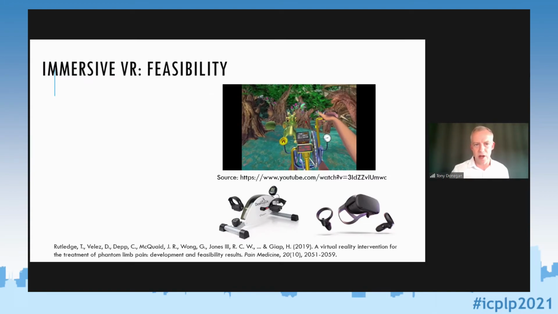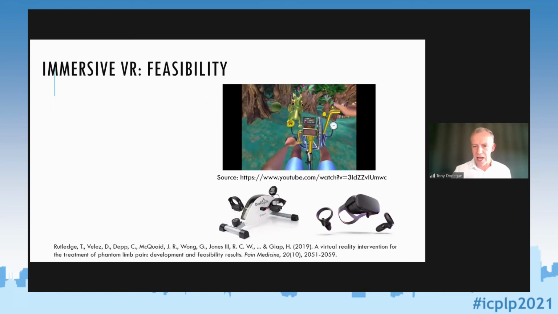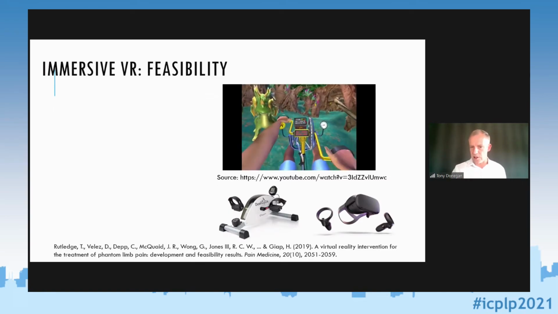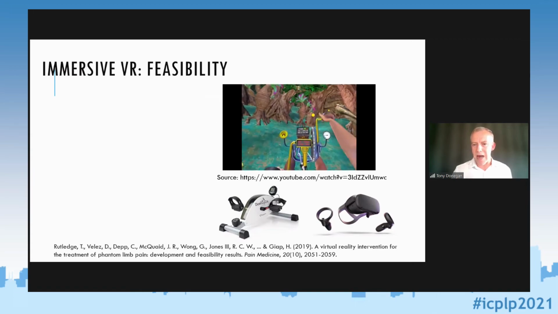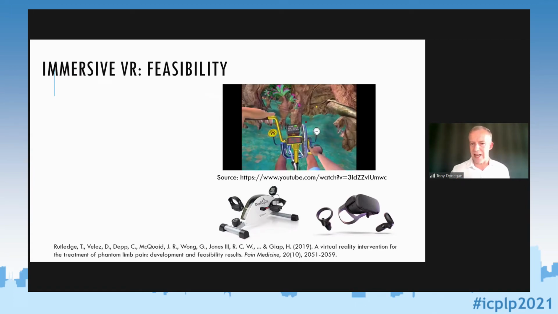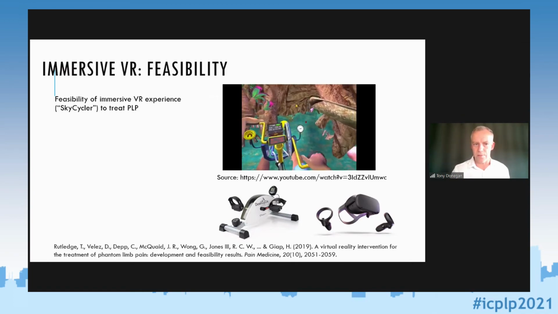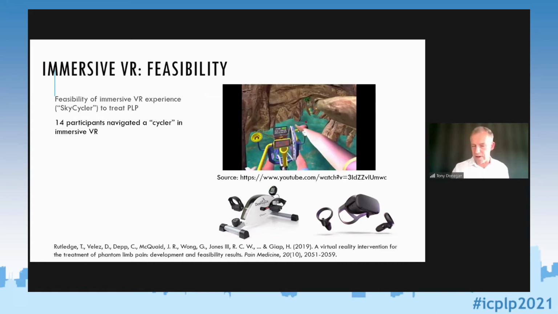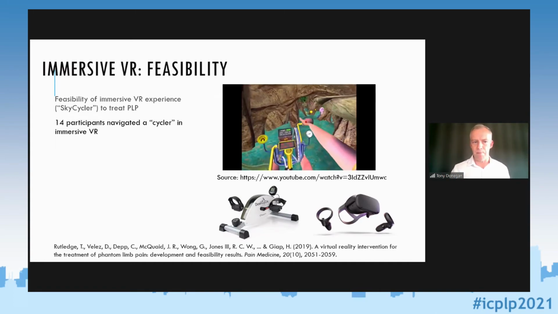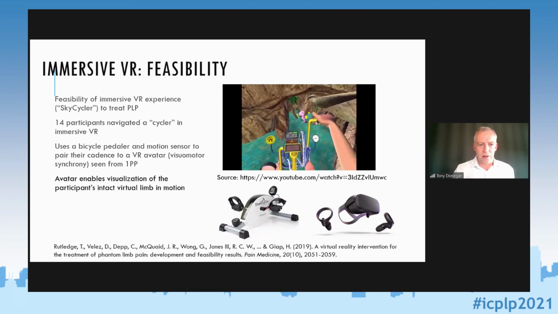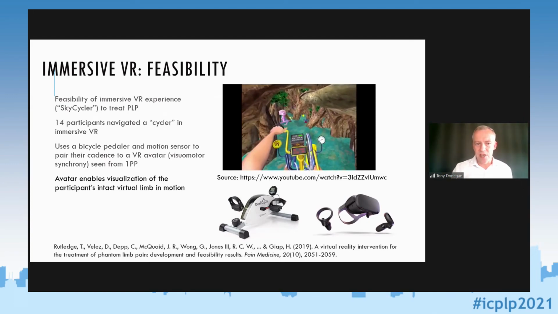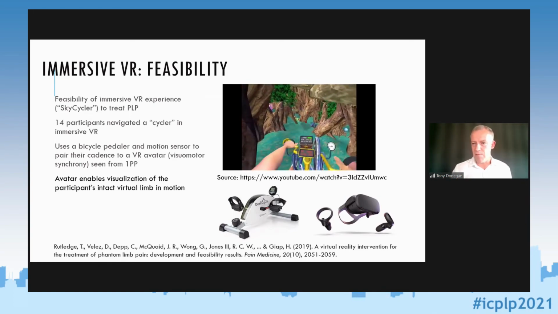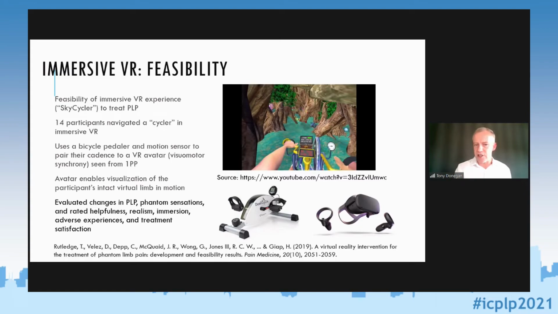sort of stage. So this was a nice feasibility study where they took a physical cycler and they mapped those movements to virtual reality. So there was visuo-motor congruence. So they had 14 phantom limb pain patients, but 7 upper limb, 7 lower limb. And obviously the VR enables visualization of the intact virtual limb in motion. And they evaluated changes in pain sensations, unpleasant phantom limb sensations, and other feasibility aspects.